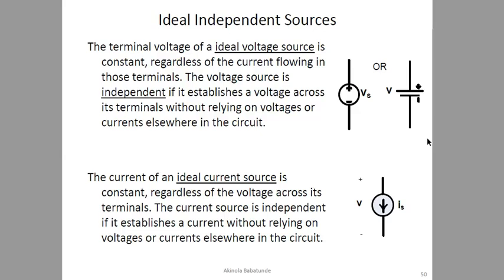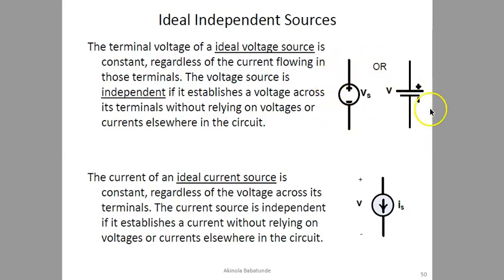This simply means that an ideal voltage source is constant, irrespective of the value of the current flowing in those terminals. The voltage source is independent. That is why they are called independent sources. It doesn't depend on current. It doesn't depend on the voltage elsewhere in the circuit. Its value remains constant irrespective of the current or voltages elsewhere in the circuit. This is very, very important. It doesn't rely on voltages or currents elsewhere in the circuit.